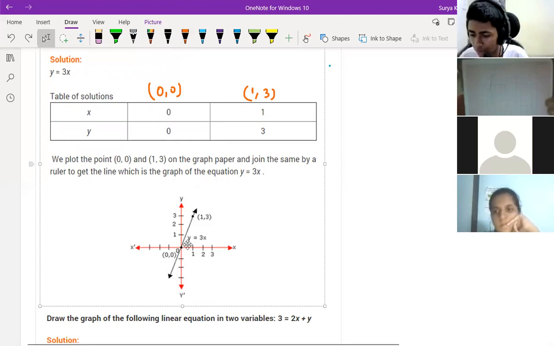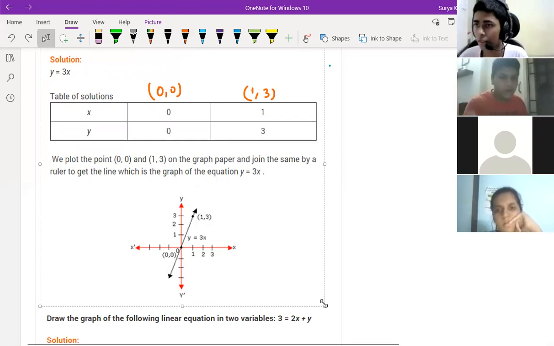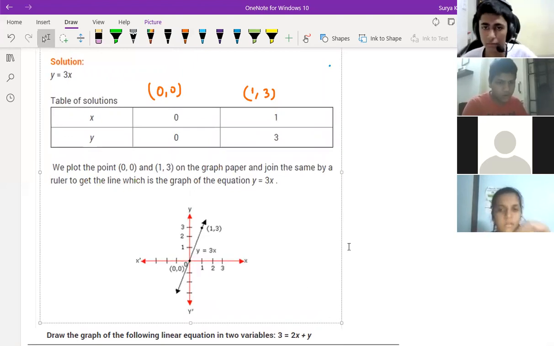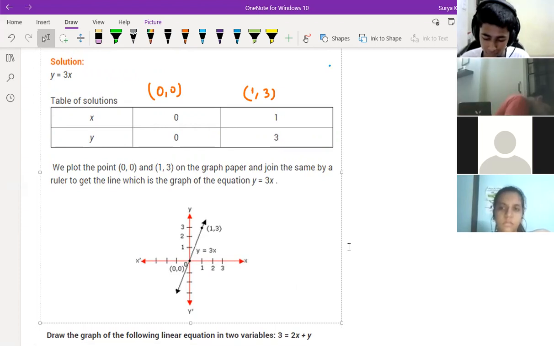Sir, so we need 2 coordinates for one line equation. Yeah, 2 points we need. 2 coordinates we need to draw any line. By the help of one point you can't draw. Correct, no, Ashini?